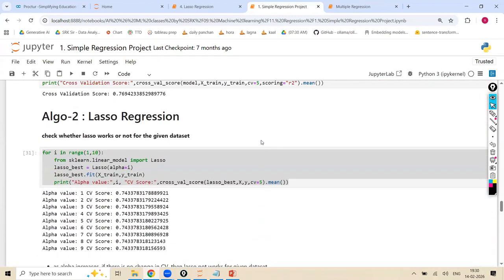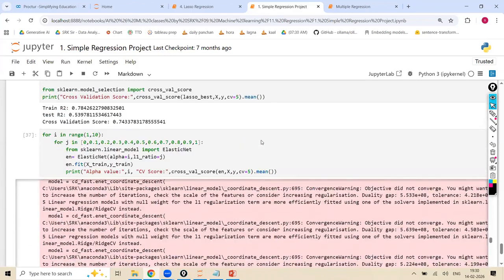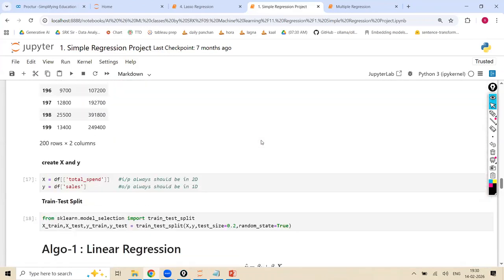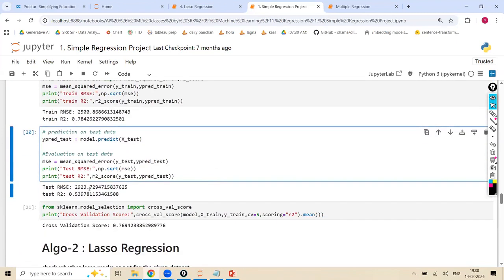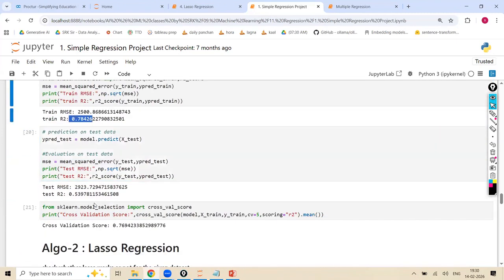Now finally, what was left? We have tried lasso, ridge and elastic. Now what is left finally? Polynomial. Let us complete the polynomial. So first, linear regression was completed. With the linear regression, we got the train R square 0.78, test R square 0.53, cross validation of 0.76.